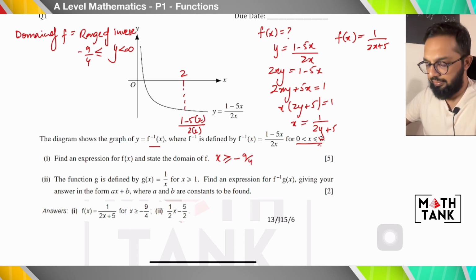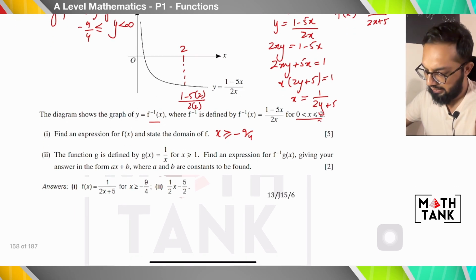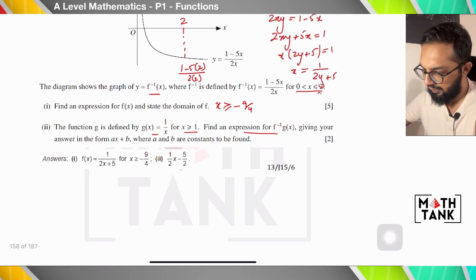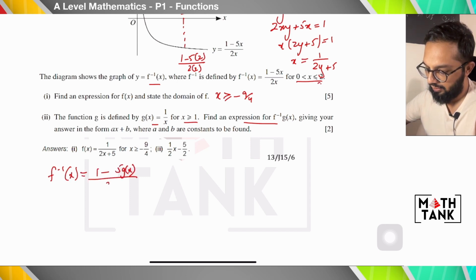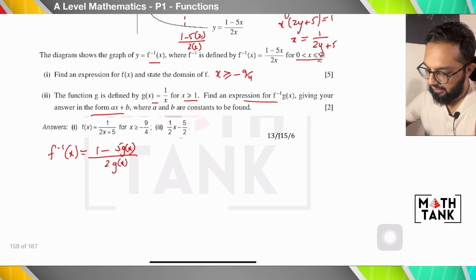Then in the next part it says the function g is defined by g of x equals this, for x greater than or equal to 1. Find an expression for f inverse of g of x. So in the function f inverse, I have to replace x with g of x, so I'm going to write 1 minus 5g of x over 2g of x, giving your answer in the form ax plus b, where a and b are constants.